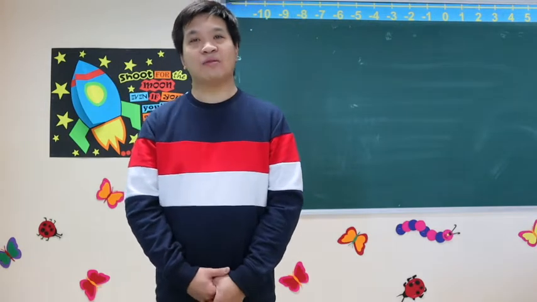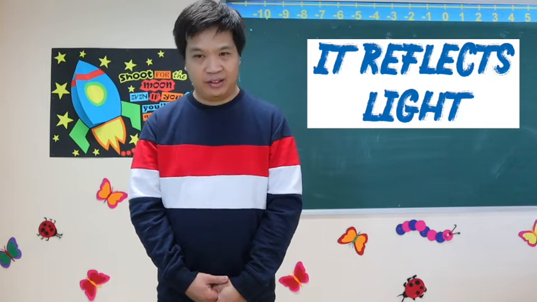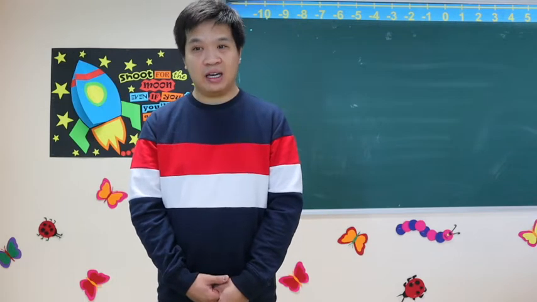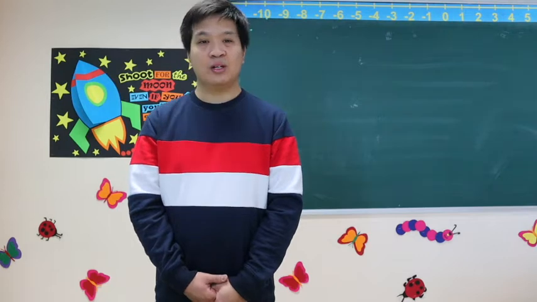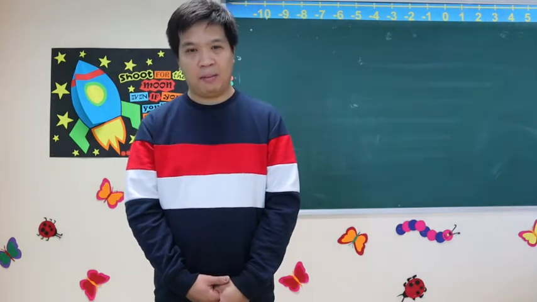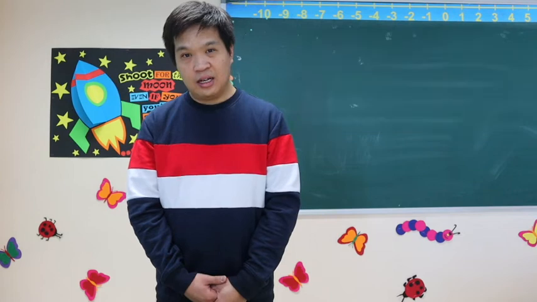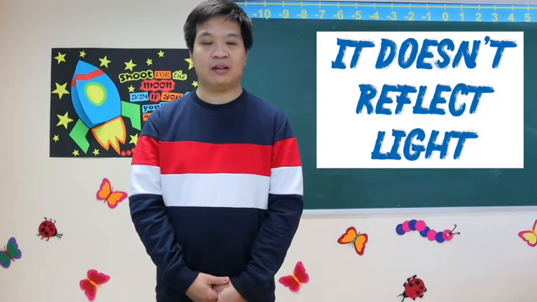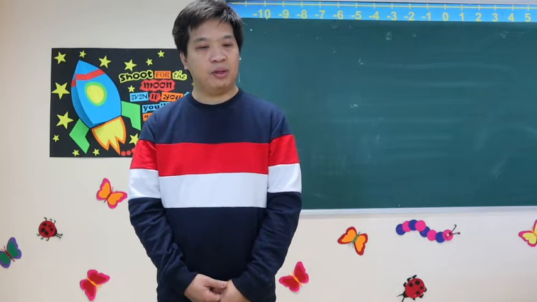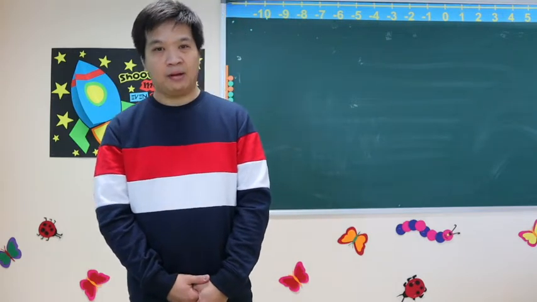Okay, next one. Shiny. So if something is shiny, it reflects light. So a very good example is mirror. So mirror is shiny. Okay, the opposite of shiny is dull. Now, dull is something that does not reflect light. So a very good example is a table. A table is dull.